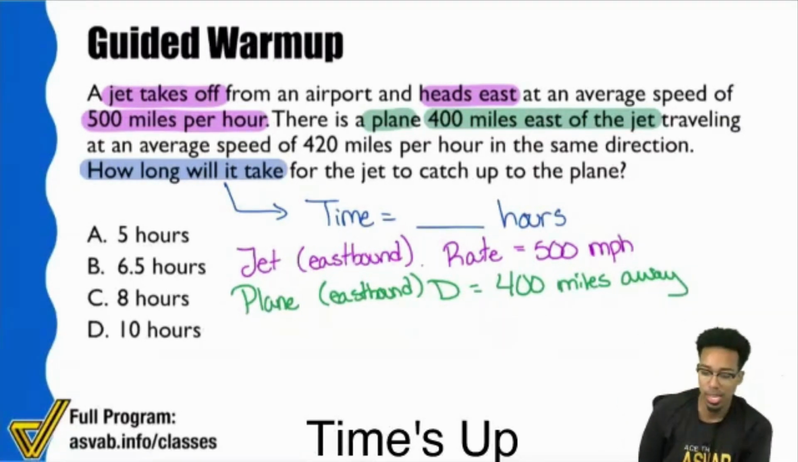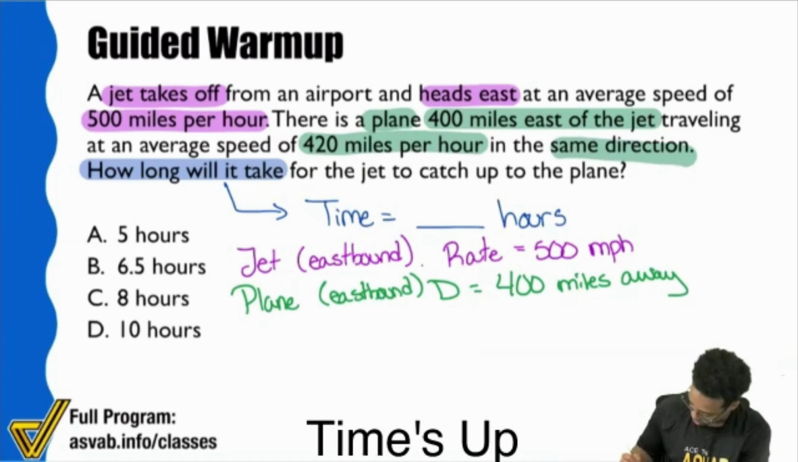Now let's go ahead and take a look at what we have next. Average speed of 420 miles per hour in the same direction. Sounds good. So 420 miles in the same direction. So I'm going to write that down as well. Same direction. So we have another rate here. 420 miles per hour.